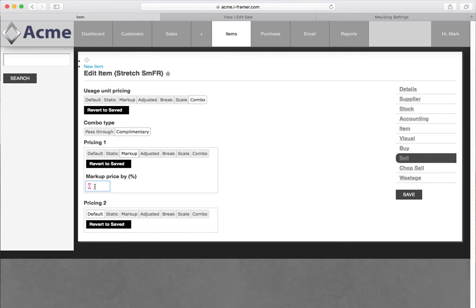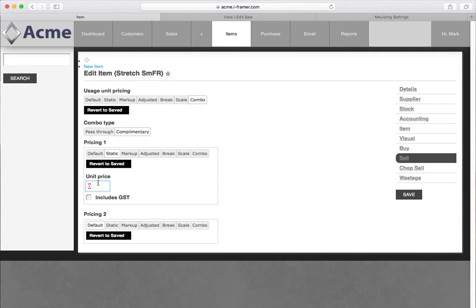Okay, so the first one we're going to do our straight markup, and this markup is going to be selling at $162 a square meter. Oh, sorry, that's percentage. Sorry, sell it as a static $162 a square meter. It's not a markup.